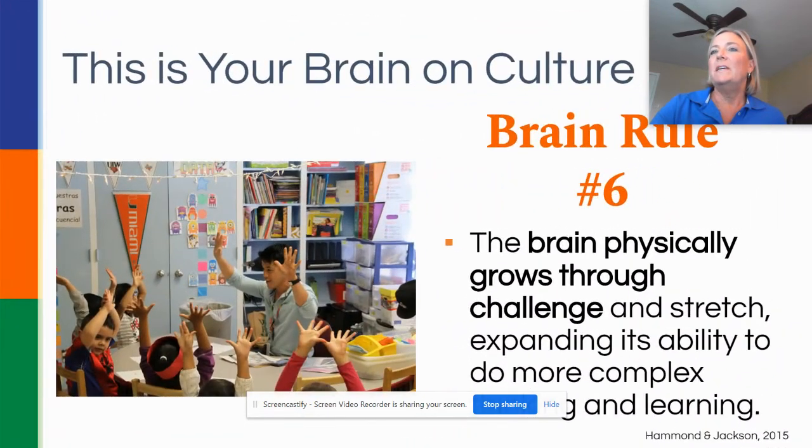And brain rule 6, the brain physically grows through challenge and stretch, expanding its ability to do more complex thinking and learning. This made me think of Tammy Whitaker. She's always sharing ways to have our kids do new activities that grow and stretch the limits of their brain.